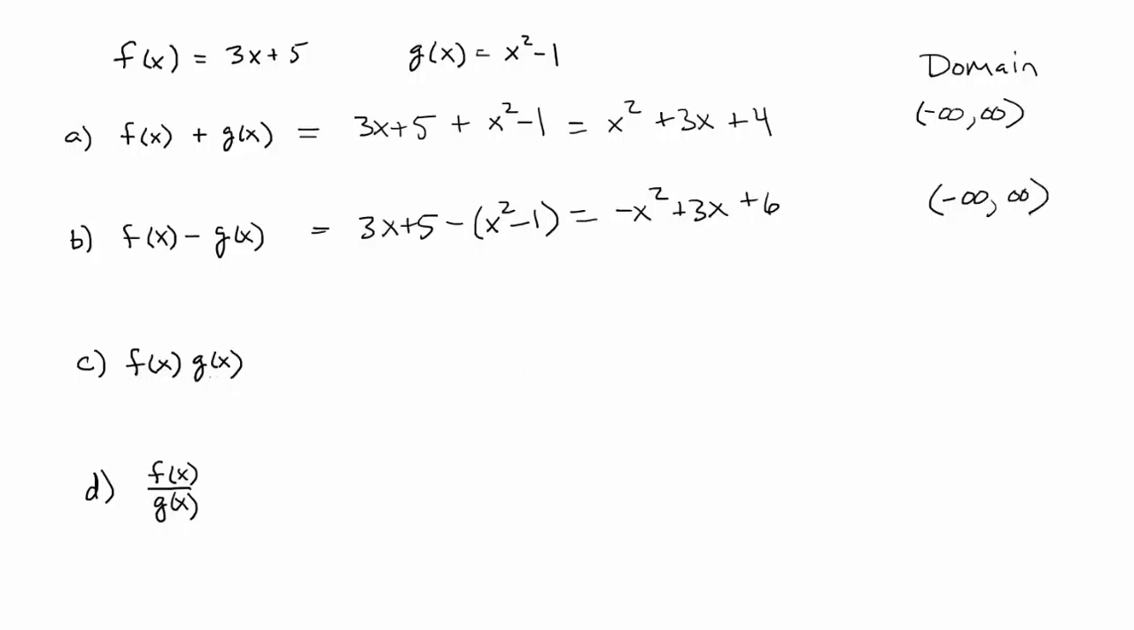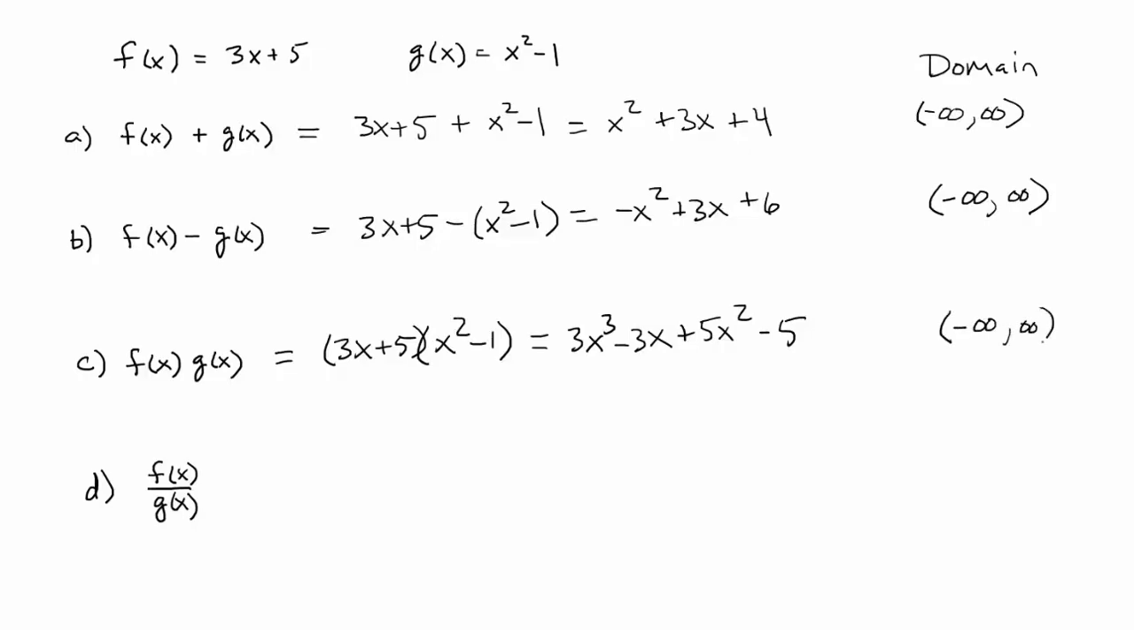In C, they want us to multiply f of x times g of x. So we have 3x plus 5 times x squared minus 1. And if we multiply this out, we get 3x cubed minus 3x plus 5x squared minus 5. And here we have a cubic function, and again, negative infinity to infinity on the domain.